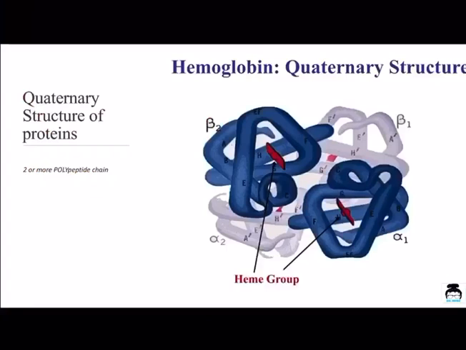Now we move on to the quaternary structure. Now, not all proteins will form a quaternary structure. Most proteins will stop at the tertiary structure, but some proteins like hemoglobin will advance to form a quaternary structure. Now, what is a quaternary structure? Now, most textbooks will say that a quaternary structure is two or more polypeptide chains.